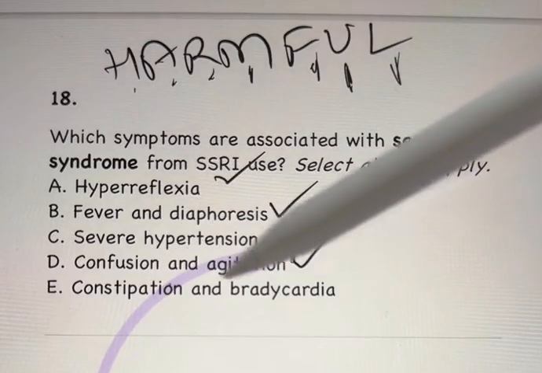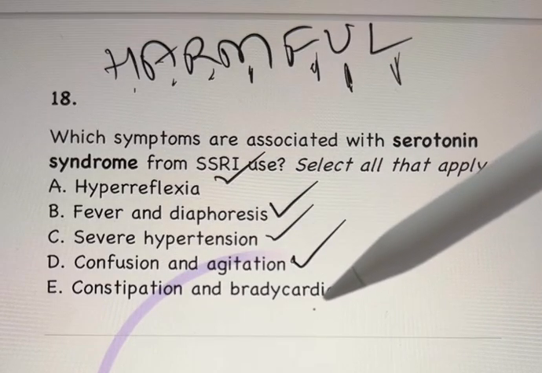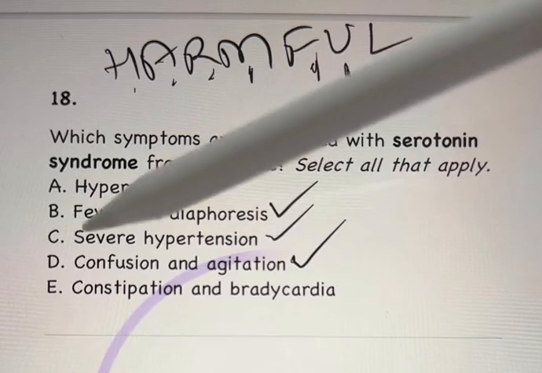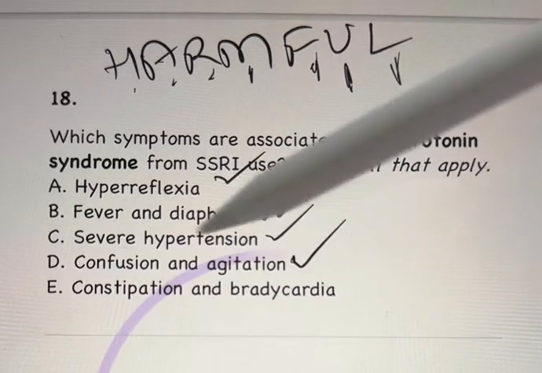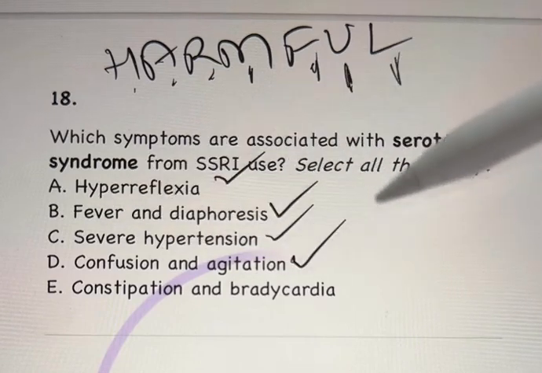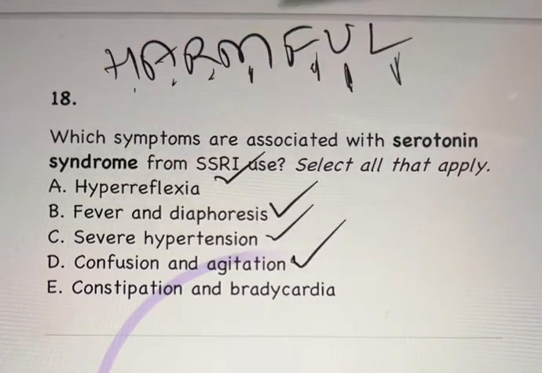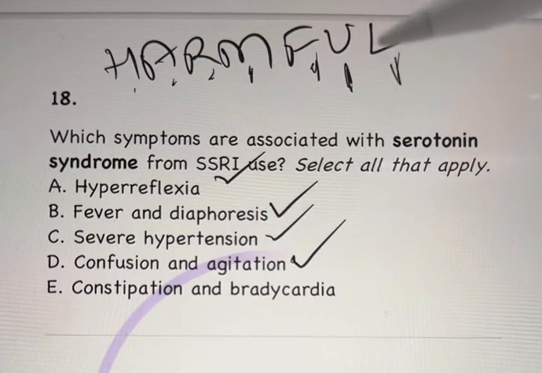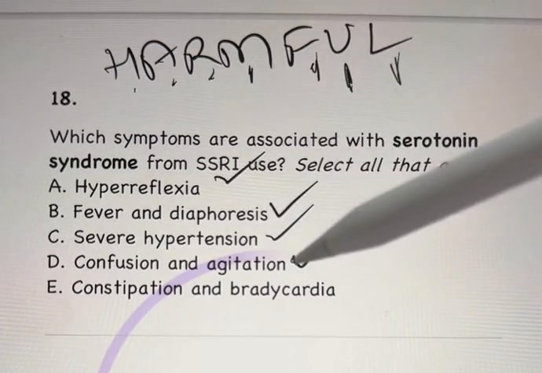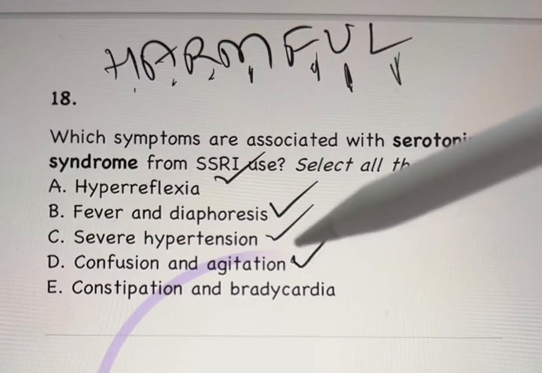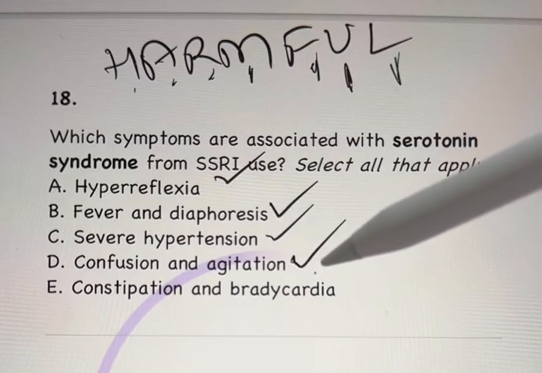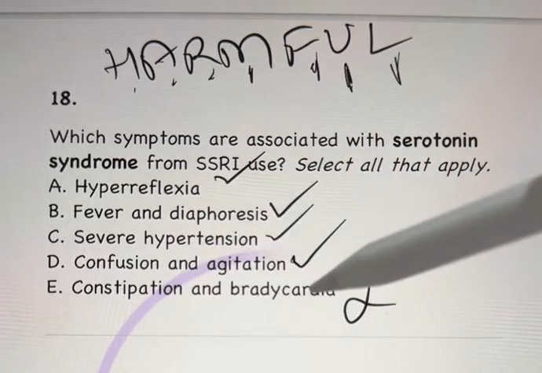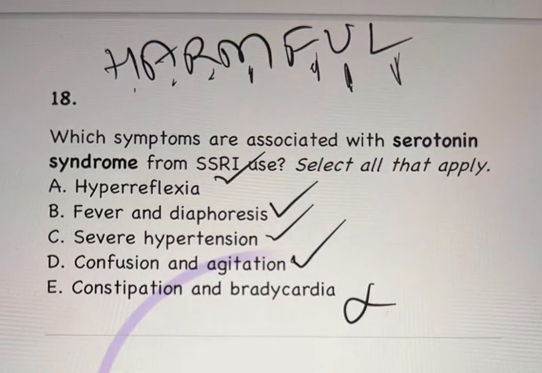Do we see constipation and bradycardia? No, because this is not going up. This is going down. Okay, you might see the diarrhea, but you can't see constipation. You will see tachycardia, you will not see bradycardia. Because this is going down, so you need diarrhea here, you need tachycardia here.